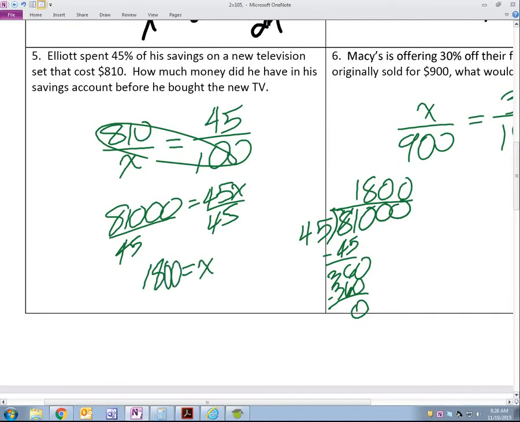I want to point something out here. I have the X on the right side. Is that wrong? No. It doesn't matter where you put the X. You can have it on left or right because that equal sign means that's what it is regardless of where it is from there. So $1,800.